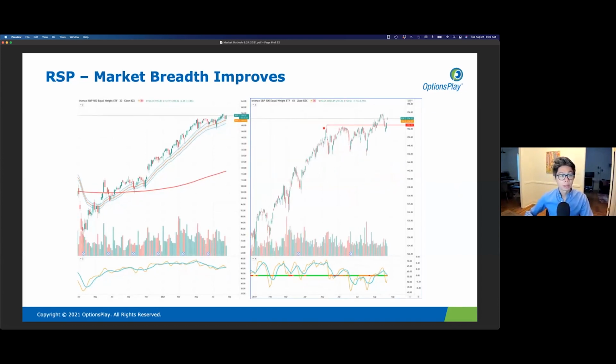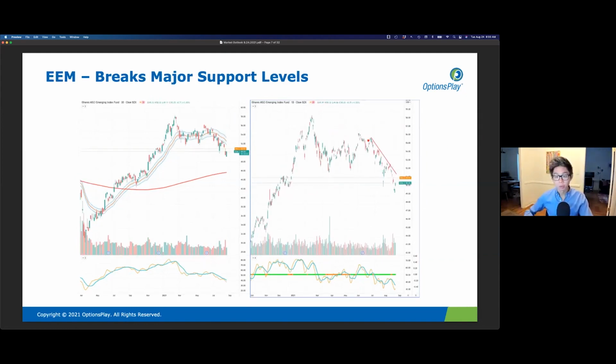And then when you look at RSP, the equal weight S&P 500 index, market breadth has improved because the RSP is near all-time highs, but it's still not much further than the May 5th highs here. So the equal weight S&P 500, while breadth is improving, is nowhere near where it really needs to be for this to be what we would consider a healthy market.